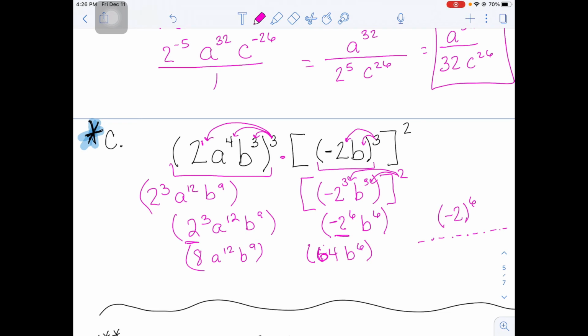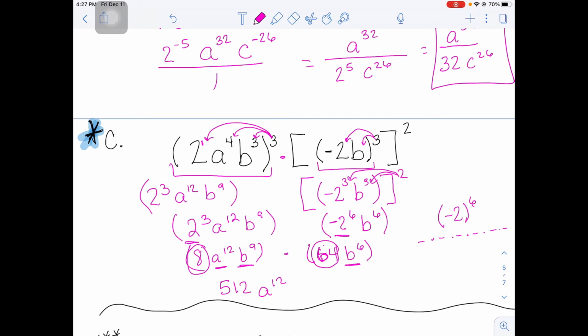So now we've simplified our numbers in each piece. Now we're going to look at each individually, multiplying them together. So look at our numbers, 8 and 64. 8 times 64 is 512. Then we have a base of A. Don't have a base of A over here, so we just rewrite A to the 12th. But I have a base of B and a base of B, so they're being multiplied together.